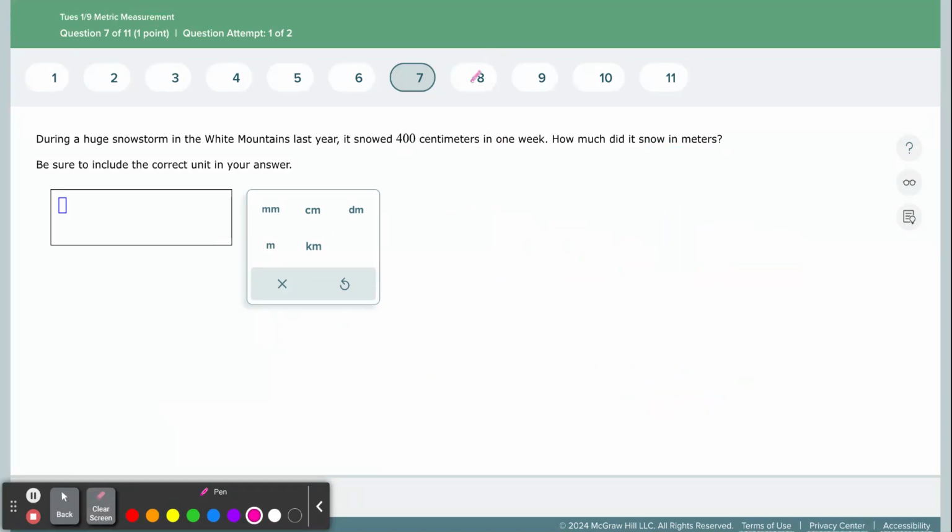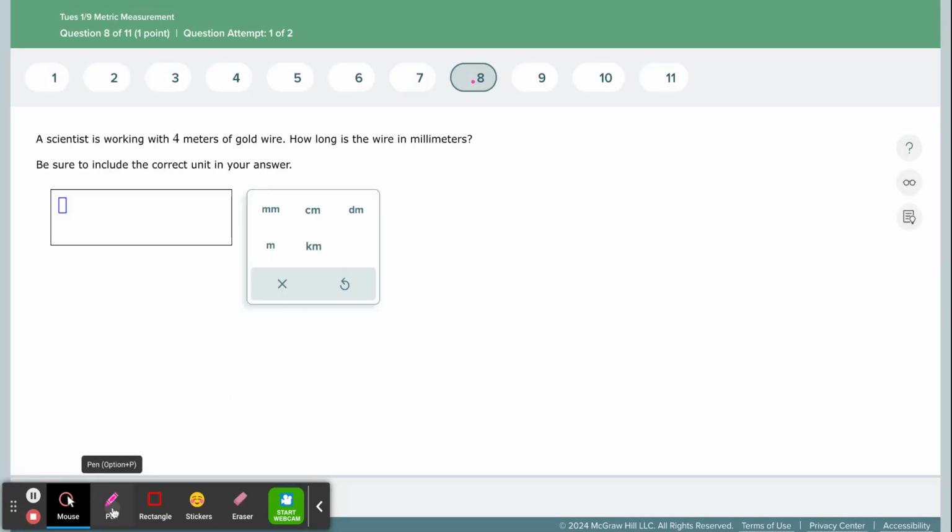All right. Let's move on to number 8. I'm going kind of fast, but I'm hoping this kind of catches on, okay? So a scientist is working with 4 meters of gold wire.